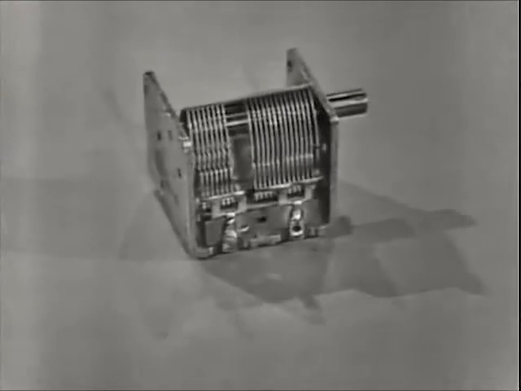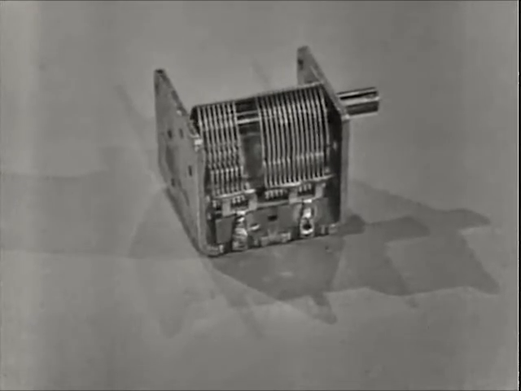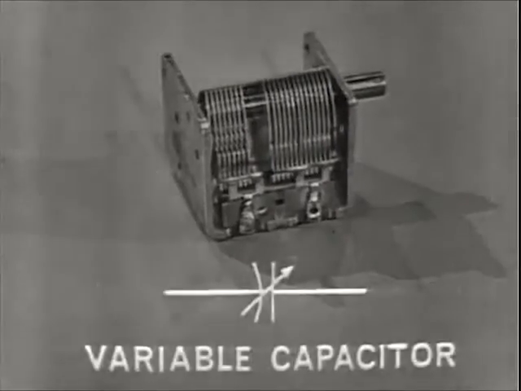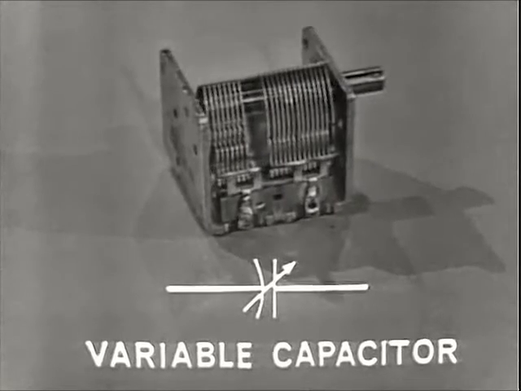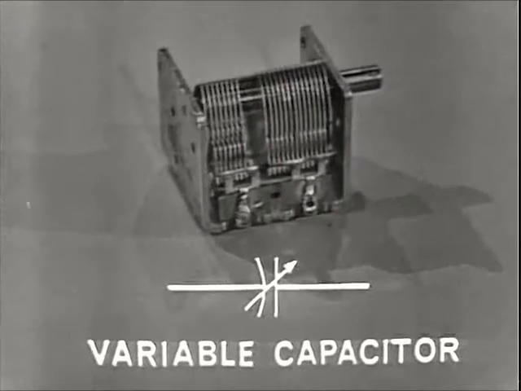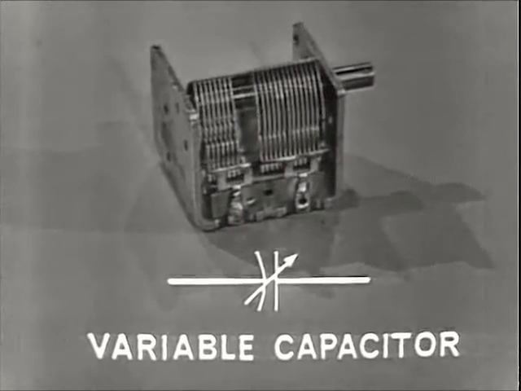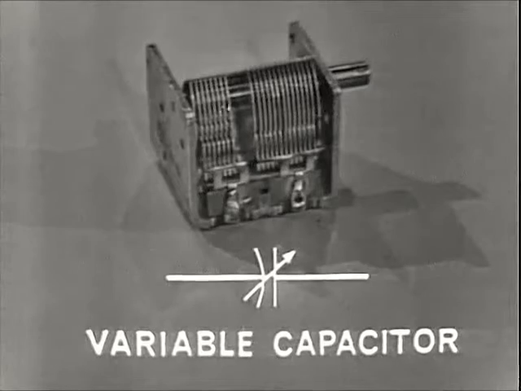paper, mica, and it could even be air. This capacitor uses air as a dielectric between the plates and is a variable capacitor. The symbol for a variable capacitor is the normal capacitor symbol with an arrow drawn through it, as is shown here. This indicates that the value of the capacitor can be changed.